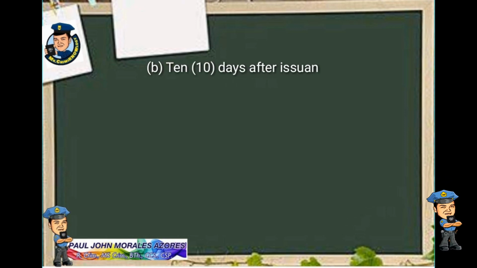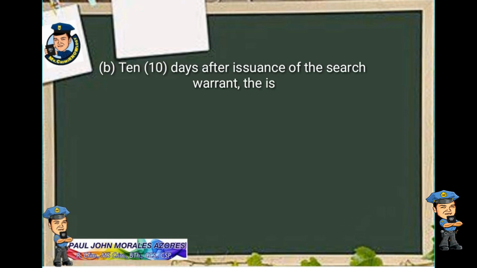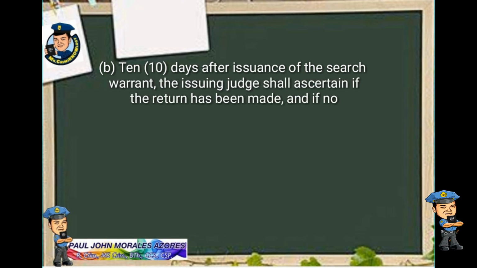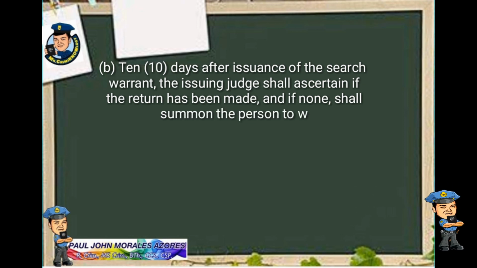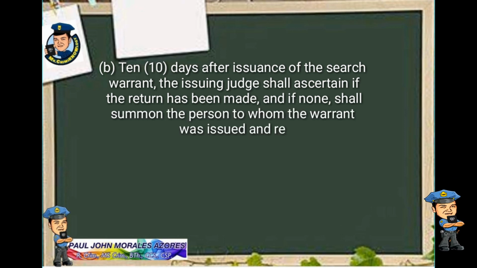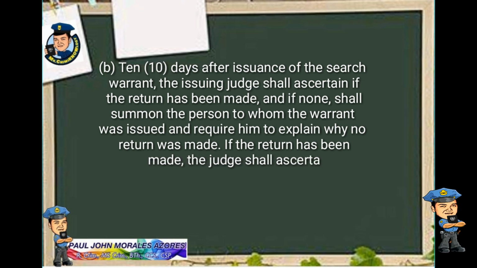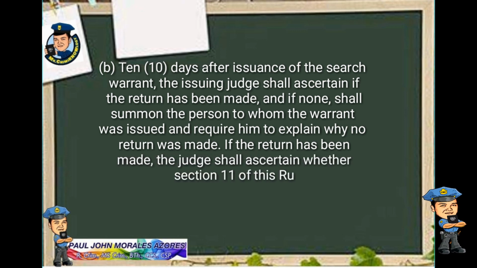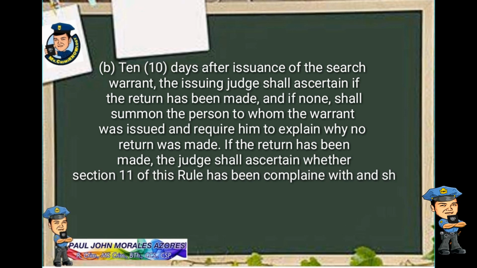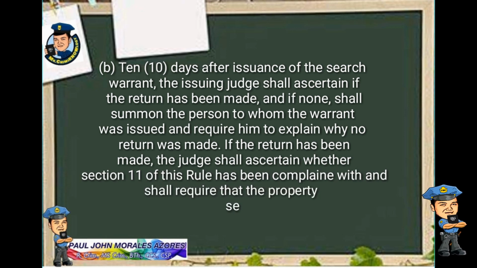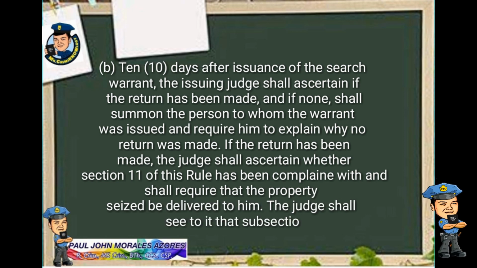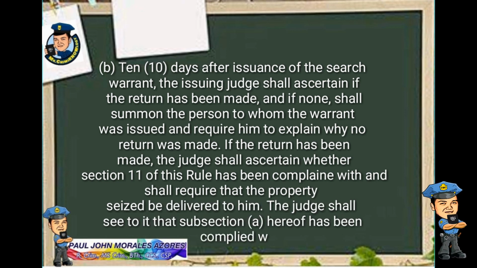B. 10 days after issuance of the search warrant, the issuing judge shall ascertain if the return has been made, and if none, shall summon the person to whom the search warrant was issued and require him to explain why no return was made. If the return has been made, the judge shall ascertain whether Section 11 of this rule has been complied with and shall require that the property seized be delivered to him. The judge shall see to it that subsection A thereof has been complied with.